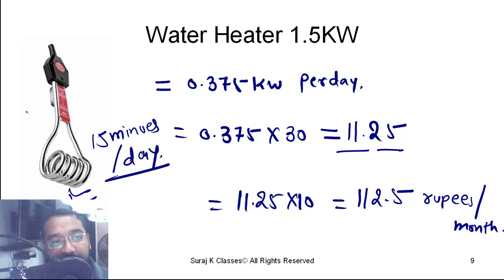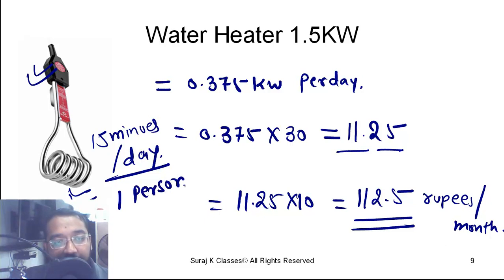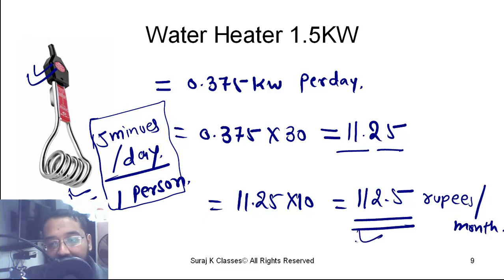Okay, for using this electric water heater for only 15 minutes per day, you are paying 112.5 rupees per month. So this is the use of a single person. Also keep in mind, this is for one person only. So these two things you keep in your mind. This is the use for one person, 15 minutes per day. You will have to pay 112.5 rupees per month.